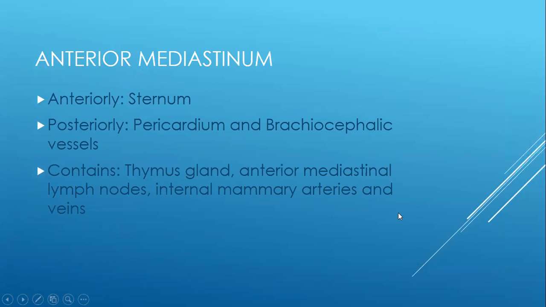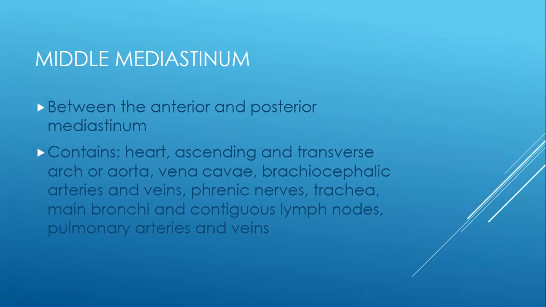So your anterior mediastinum is bounded anteriorly by the sternum, posteriorly by the pericardium and brachiocephalic vessels, and it contains the following structures: your thymus gland, anterior mediastinal lymph nodes, internal mammary arteries, and veins. Your middle mediastinum is found between the anterior and posterior mediastinum.